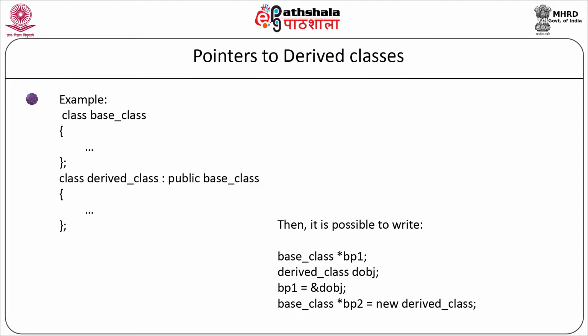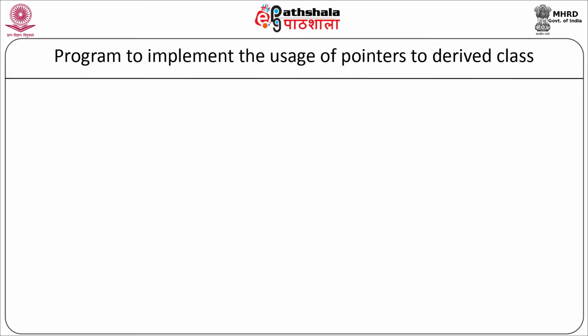Now we can point it in a different way also, as base class star BP2 is equal to new derived class. This is again the second notation which can be used. Slide number 17 and 18. Now let us see a simple program to implement the usage of pointer to derived class.